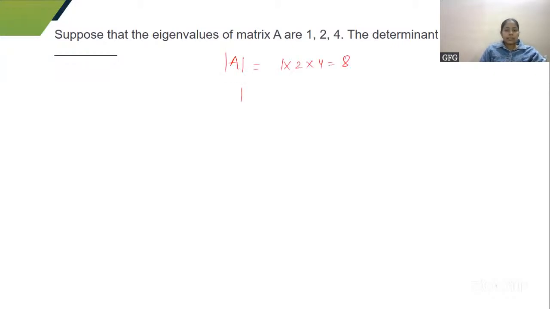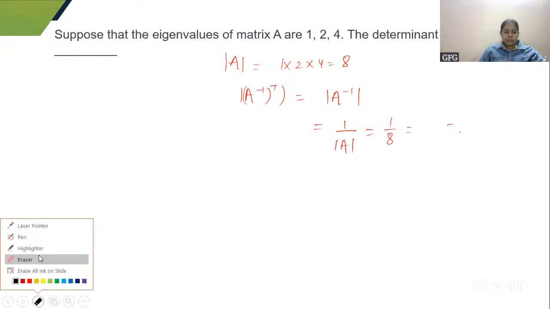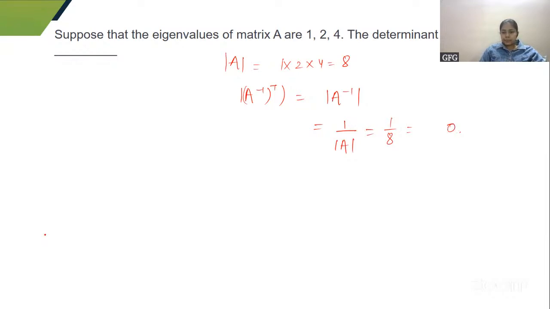Now they're asking for the determinant of A inverse transpose. We know that the determinant of A transpose is equal to the determinant of A, so it is the determinant of A inverse. And the determinant of A inverse would be 1 by determinant of A, given that the determinant should not be 0. So 1 by 8, that is 0.125. That would be the answer.